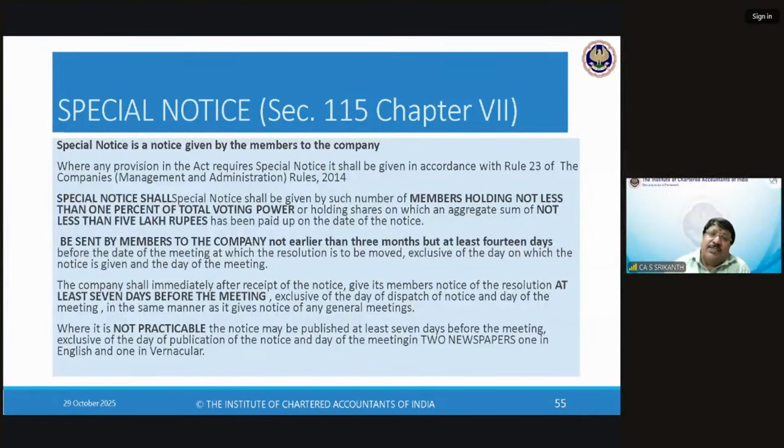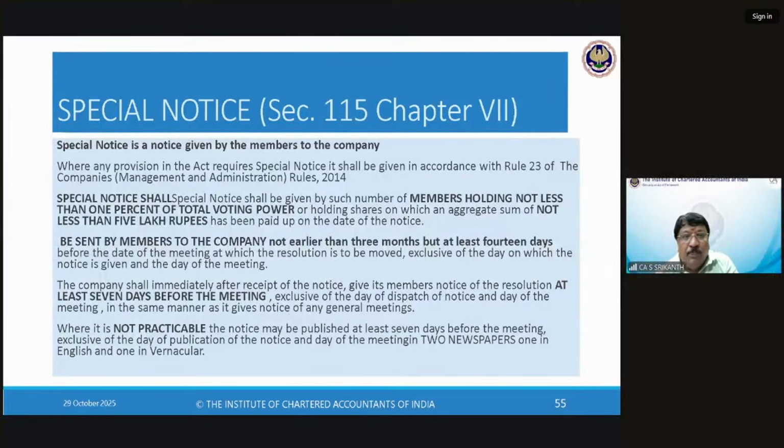Now, special notice cannot be given by one member; there's a requisite number. Members holding not less than 1% of the total voting power, or holding shares on which an aggregate of not less than 5 lakh rupees has been paid up, whichever is less. So total voting power, you know the definition. On a poll, if all the votes are cast, the total number of votes which can be cast is the total voting power.